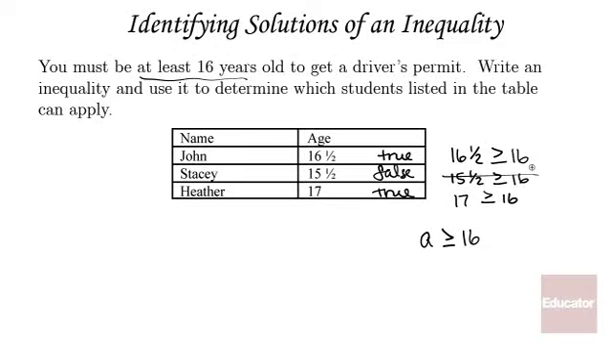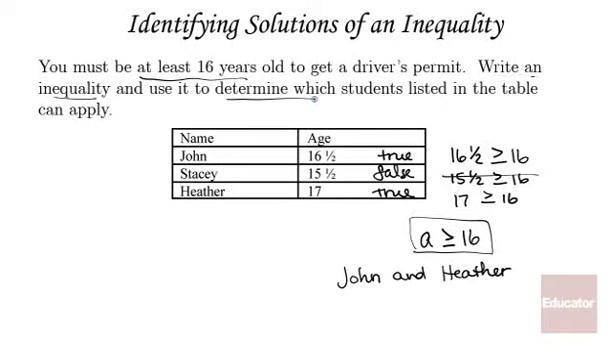And we've determined that the students are going to be John and Heather. And the other part that the problem asked for was for us to write an inequality. And here is our inequality. And then we've determined the students as John and Heather.